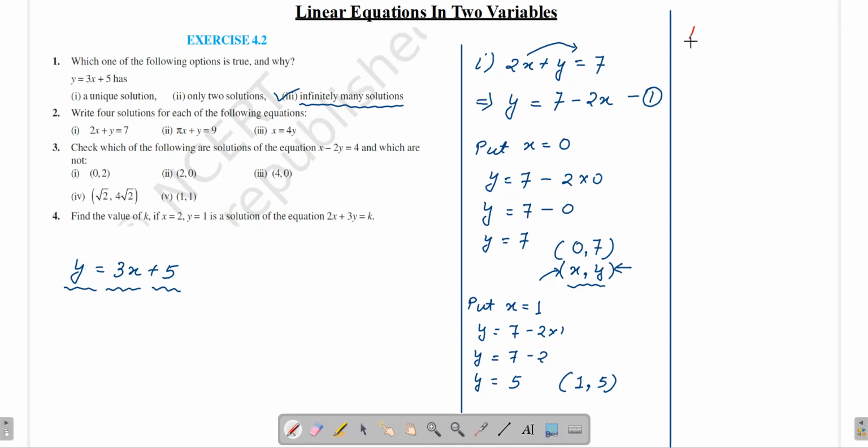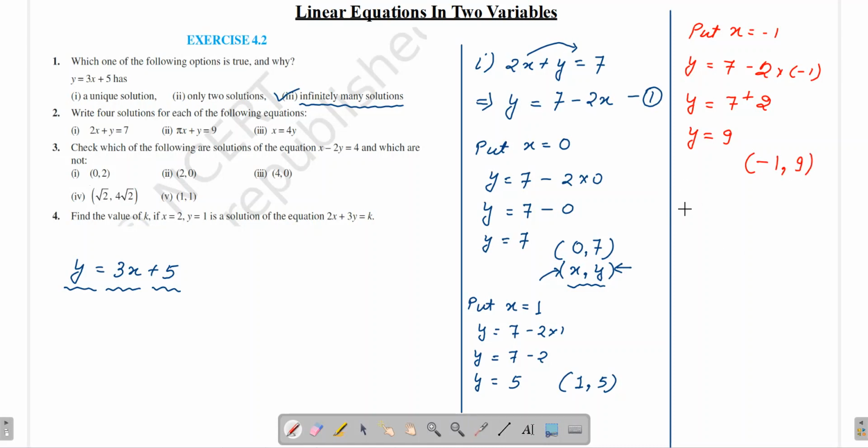So now if I'll put x as minus 1, then what we'll get, y is equals to 7 minus 2 multiplied by minus 1, which in turn gives negative into negative becomes positive, and this gives plus 2, and then this gives us as 9. So minus 1 comma 9 is the third solution.